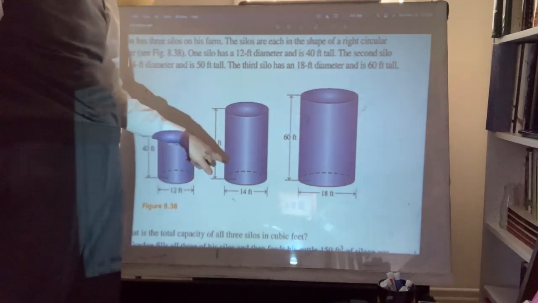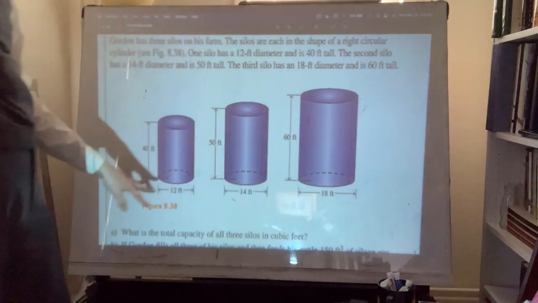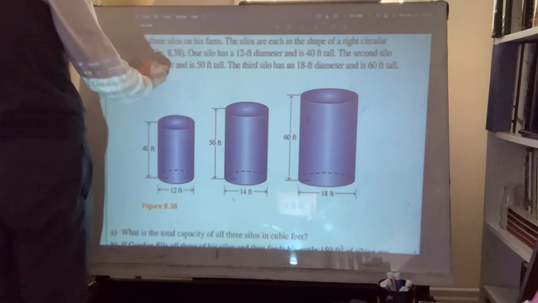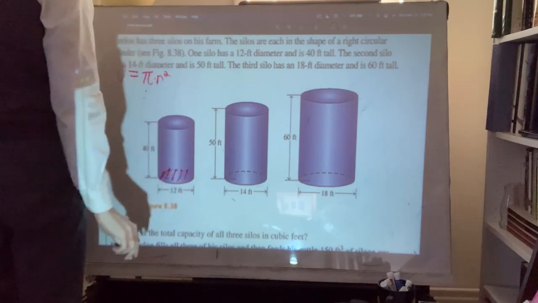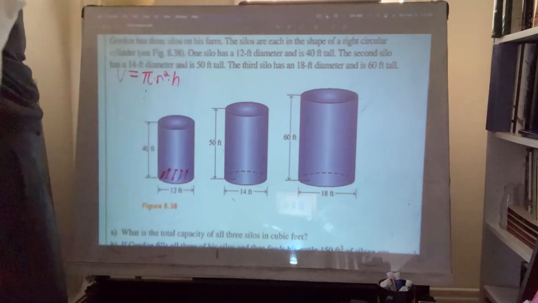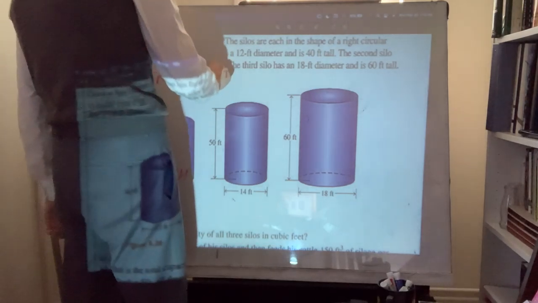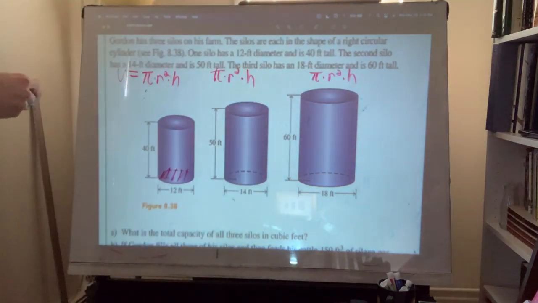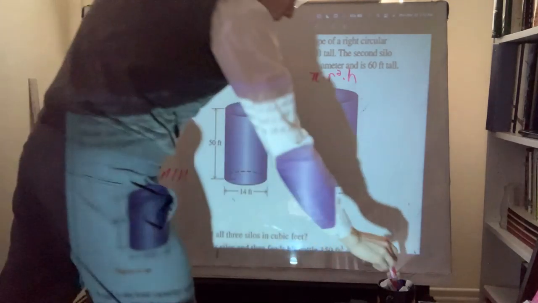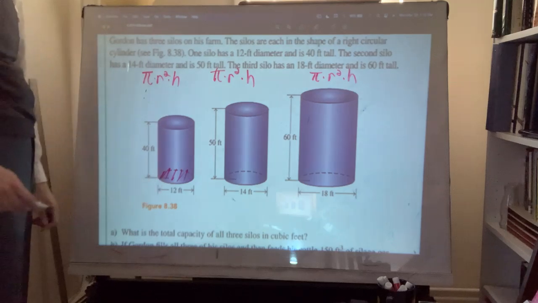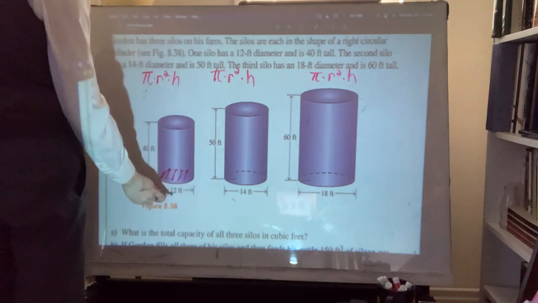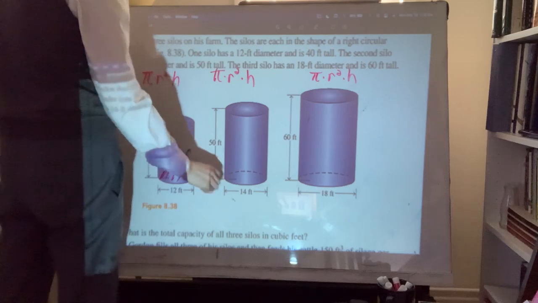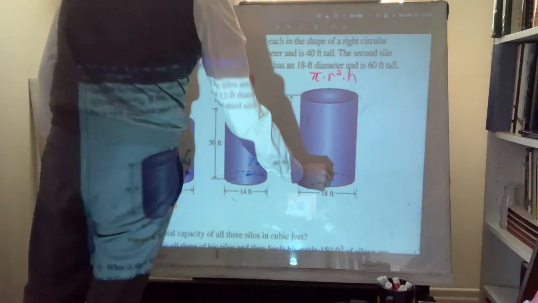All of the units, just to verify, are already feet. So cubic feet implies that we're looking for a volume. The volume of a right circular cylinder is the volume of the bottom area, which is always going to be a circle, times how tall it is, like a stack of pancakes. So you would have to do this calculation basically 3 times, and then add them together. The dimensions quoted here, well, they gave you the diameter. So what's the radius in this case? If it's 12 feet diameter, what's the radius? 6 feet. And here it would be 7 feet. And here it would be 9 feet.